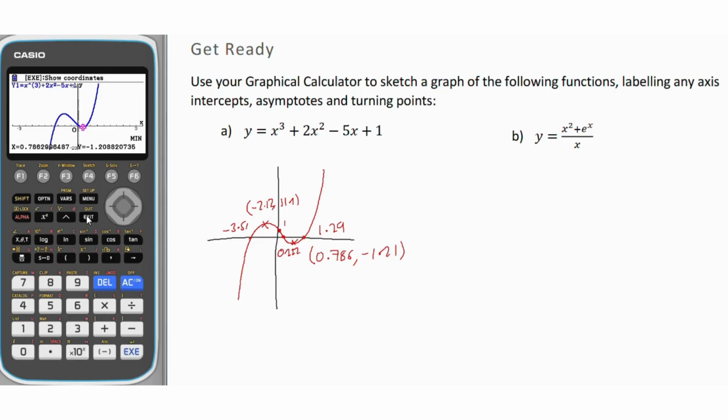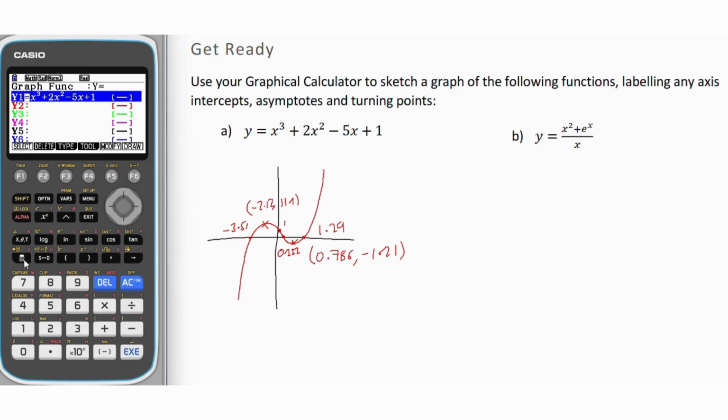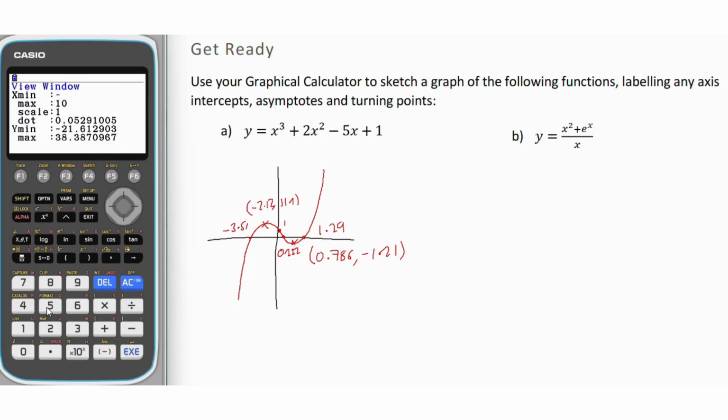Moving on to the second function. We're going to draw this one. I'm going to put the fraction in first, x squared plus e to the x over x. And when I draw that one, I get a pretty clear idea of what's going on here, but it might be slightly better to zoom in a little bit to really see what's going on.